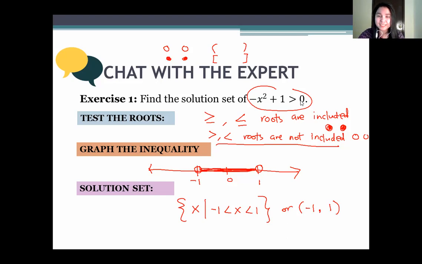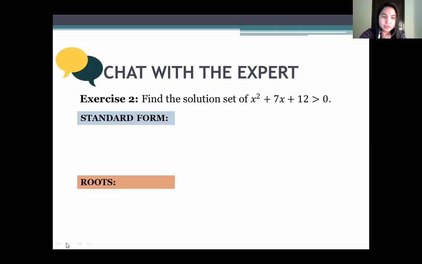Okay, let's have more practice. Ready? Let's go to exercise number 2. Find the solution set of x squared plus 7x plus 12 greater than 0. A is positive, check. 0 on the other side, check. Therefore, it's already in standard form. That's x squared plus 7x plus 12 greater than 0.